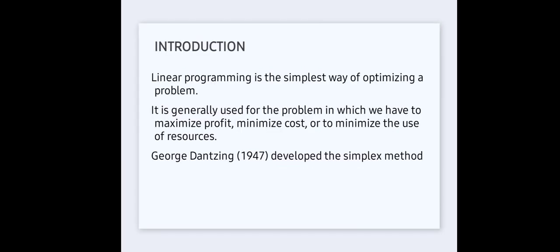Let's see the introduction. Linear programming is the simplest way of optimizing a problem. It is generally used for problems in which we have to maximize profit, minimize the cost, or minimize the use of resources. This was developed by George Dantzig in the year 1947. It is popularly called a simplex algorithm. Simply, linear programming is defined as the optimization of a linear function subject to specific linear inequalities or equalities.